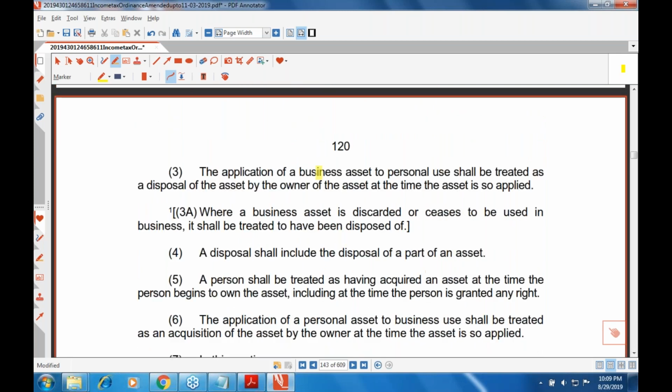Now, what else is there? The application of a business asset to personal use. If there is a business asset and you start using it for personal use, that is also going to be considered as a disposal. Or if the asset is discarded or ceases to be used in business, it shall also be treated as having been disposed of. You discontinue using an asset, you abandon an asset, that is also going to be considered as a disposal.